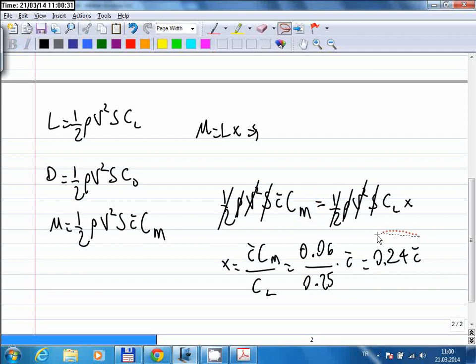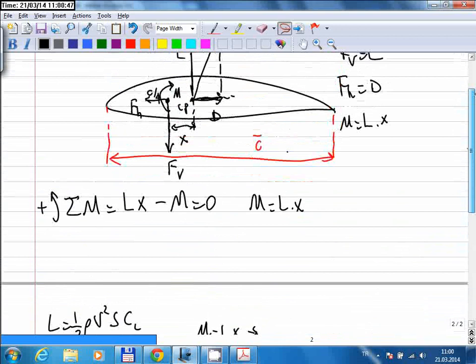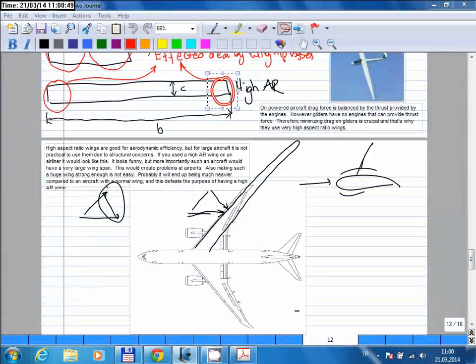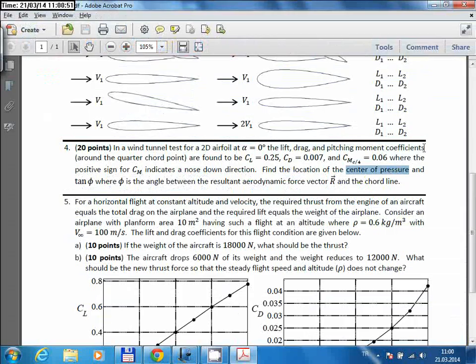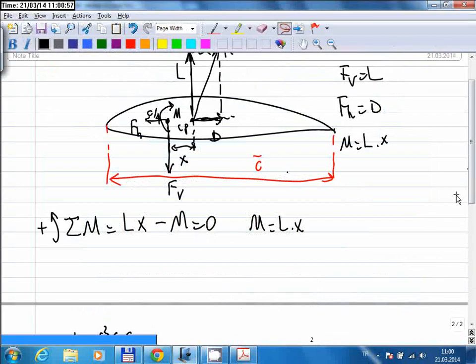So we find that the center of pressure is 0.24 of the chord length behind the quarter-chord point. Almost. And there's another thing asked in the question. That was the angle, I think, between the resultant force and the chord line. So we are asked to find this angle here.